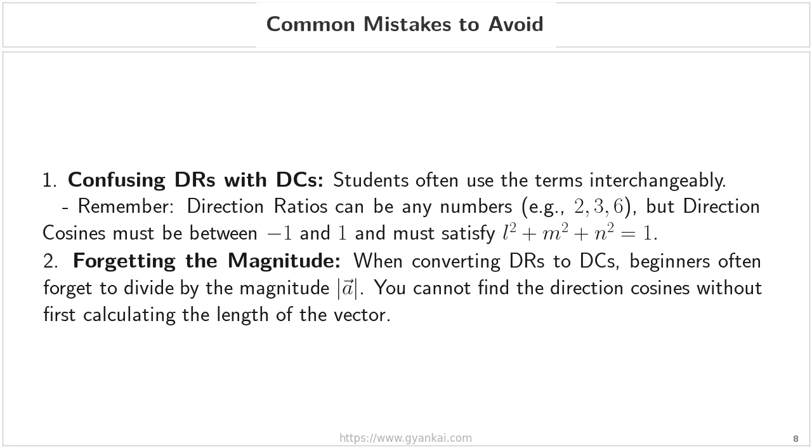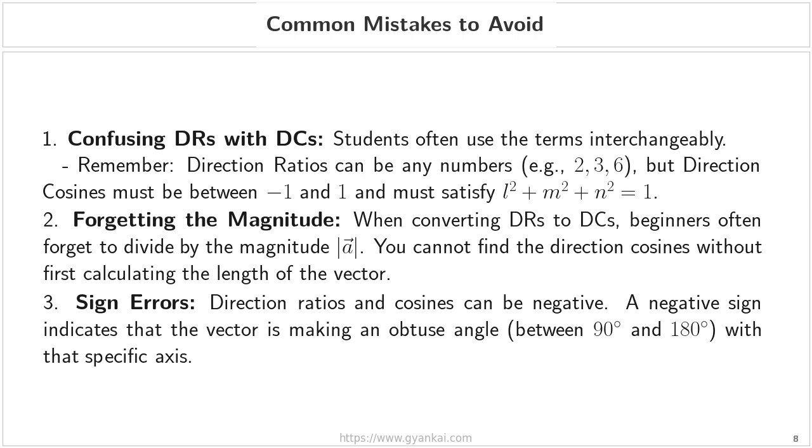Second, watch out for forgetting the magnitude. When you are performing the conversion from direction ratios to direction cosines, just like we did in our step-by-step example, beginners often forget to divide each component by the magnitude of the vector, which we denote as the magnitude of a with a vector arrow over it. You simply cannot find the correct direction cosines without first calculating the total length of the vector.